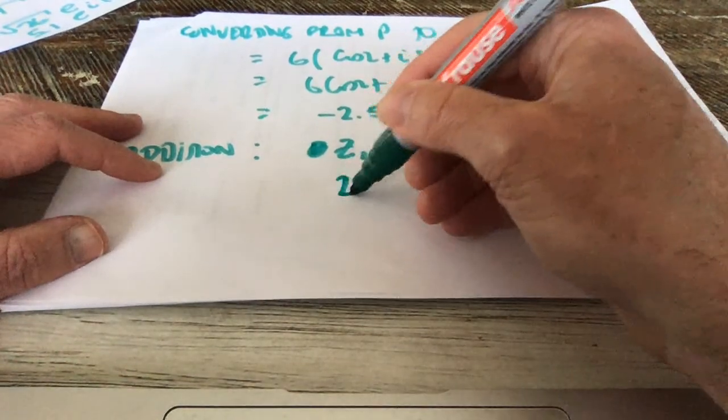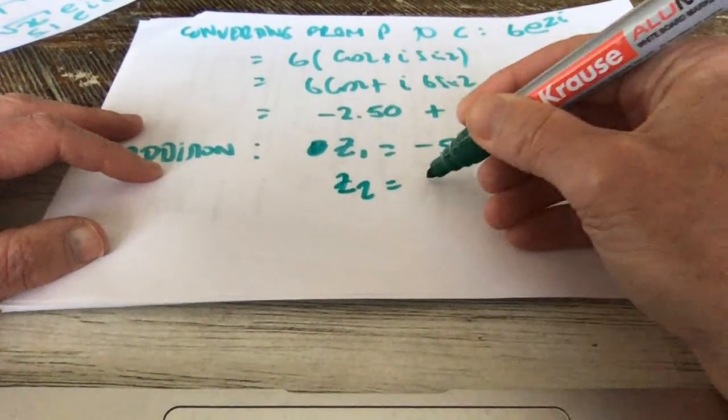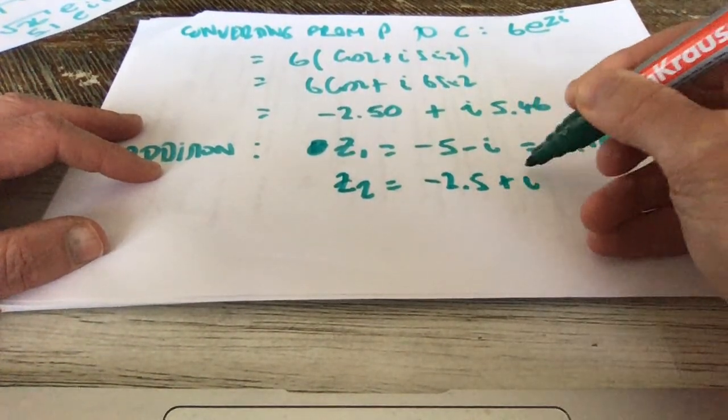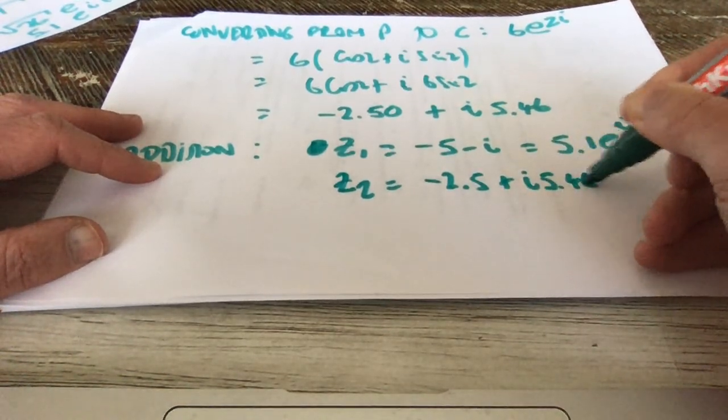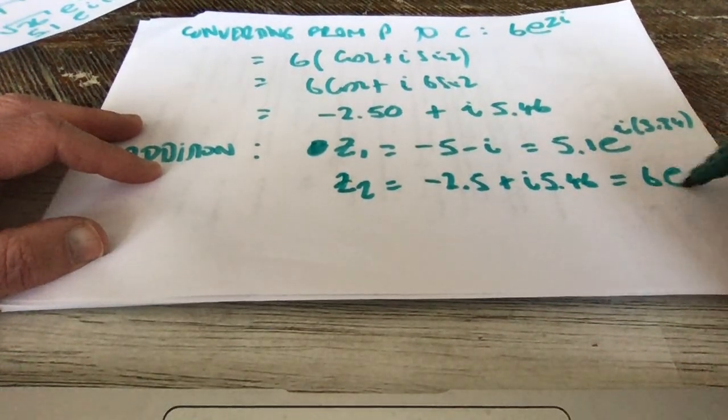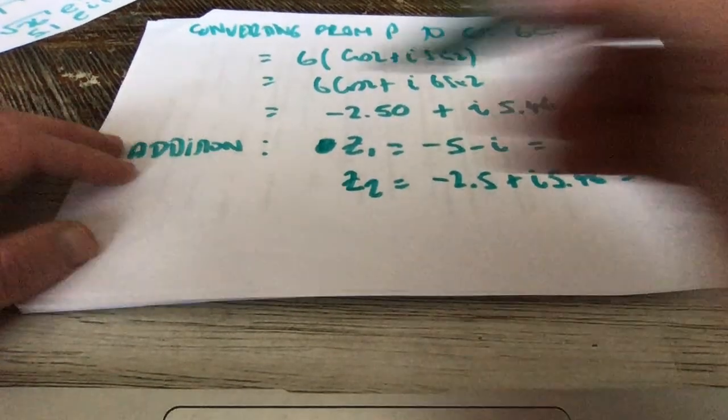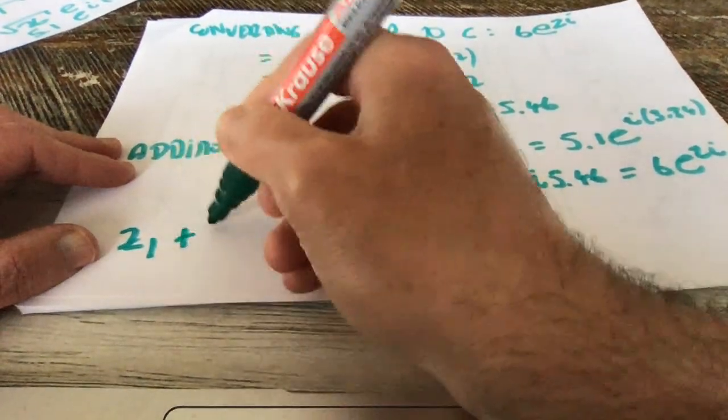The second complex number then is this one here. It's minus 2.5 plus i 5.46, and that's equal to 6 exponential 2i. Now suppose I want to add Z1 plus Z2.